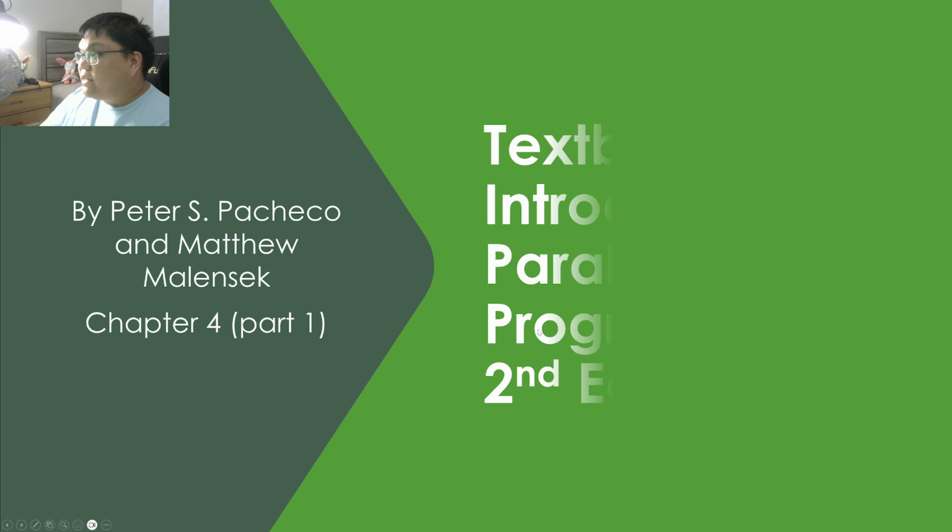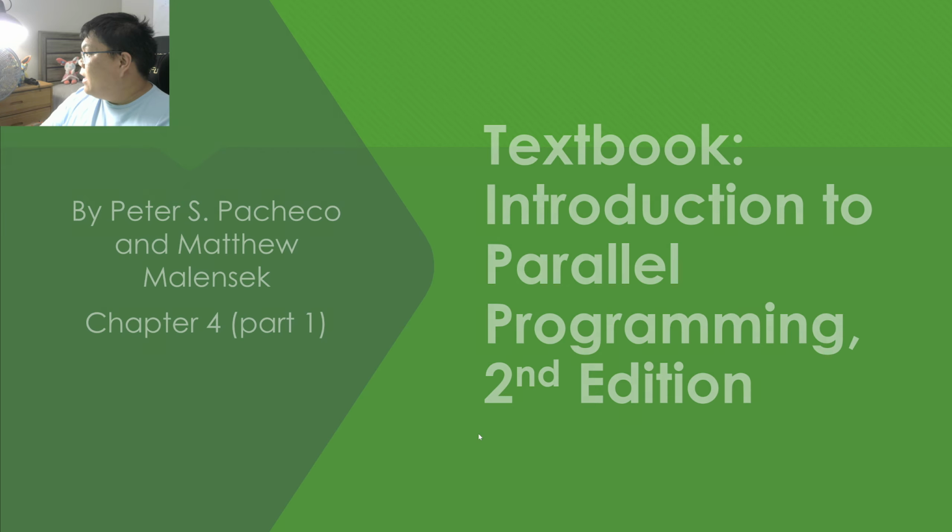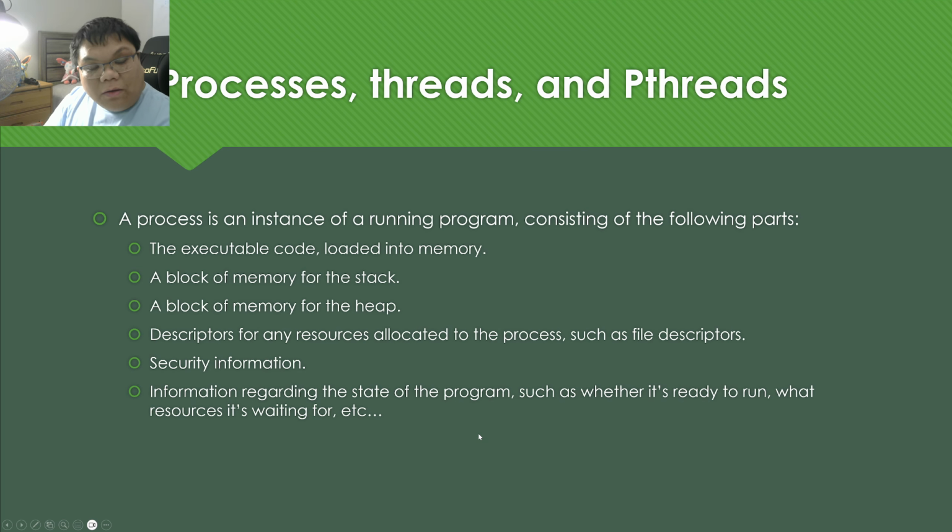So as I said, this is chapter 4. And we begin with a review of what processes and threads are. So a process is an instance of a running program. It consists of the code that is loaded into memory, but also consists of memory allocated to the program itself.